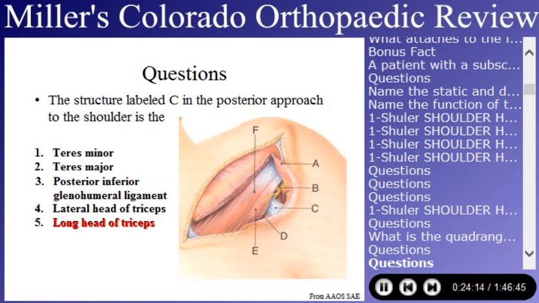Structure label C. Now, this is one of those, you remember I told you the hint where I tracked down those diagrams back to 1992? This is one of those diagrams that I think show up year in, year out. So it's good to know this one.